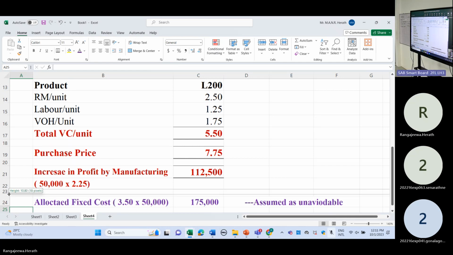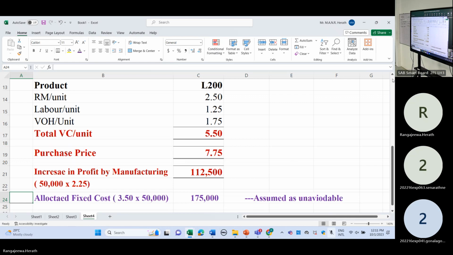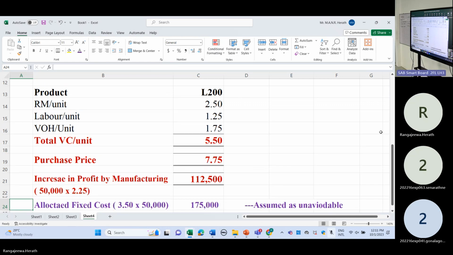මේ fixed overhead cost එකේ you were given some cost could have been avoided if you purchase from the outside. Then make 112,500 increment එක අපිට දෙනවා, right? මේ allocated fixed cost එකේ 50% save කරගන්න පුළුවන් if you purchase outside. That means 50% of this fixed cost is specific, avoidable if you go for the purchase rather than produce.